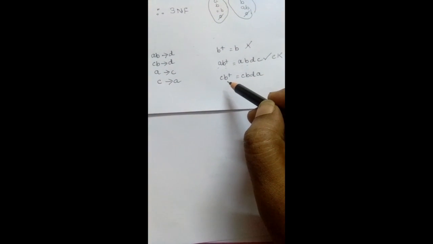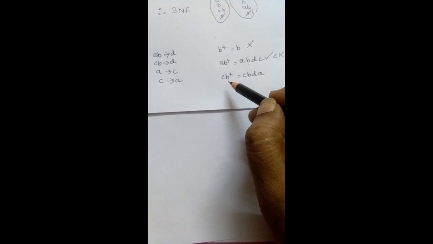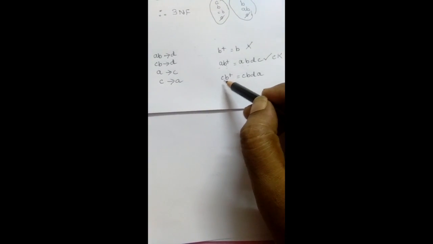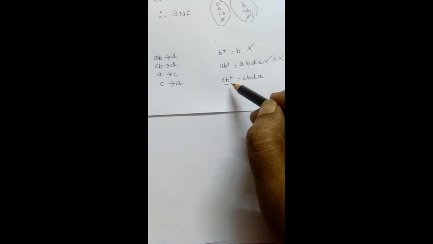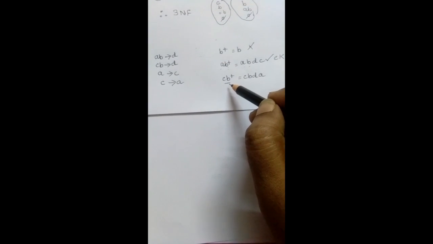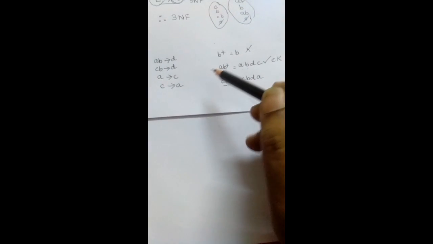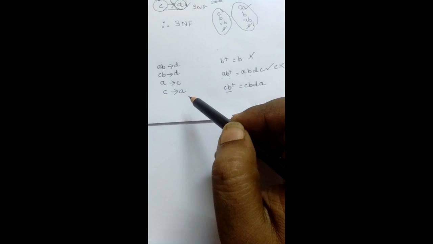Similarly, in this case we have two candidate keys: B combined with A, and B combined with C, that is CB closure. With the help of CB, we can obtain the C variable and the B variable, and with the help of the C variable, we can obtain A.